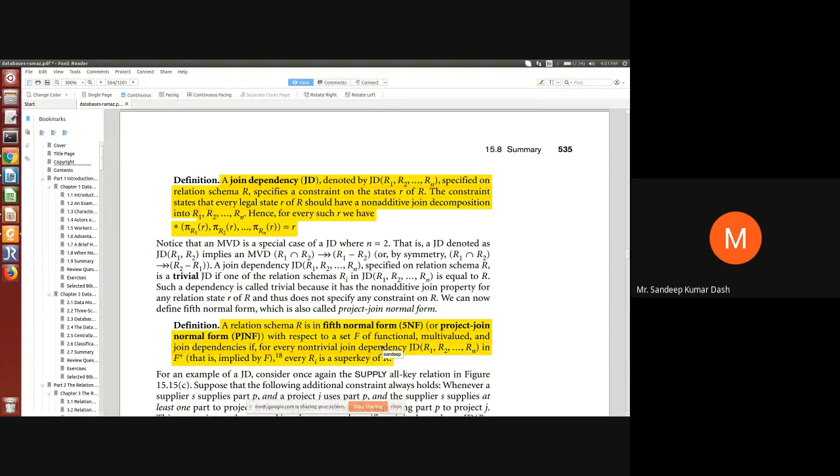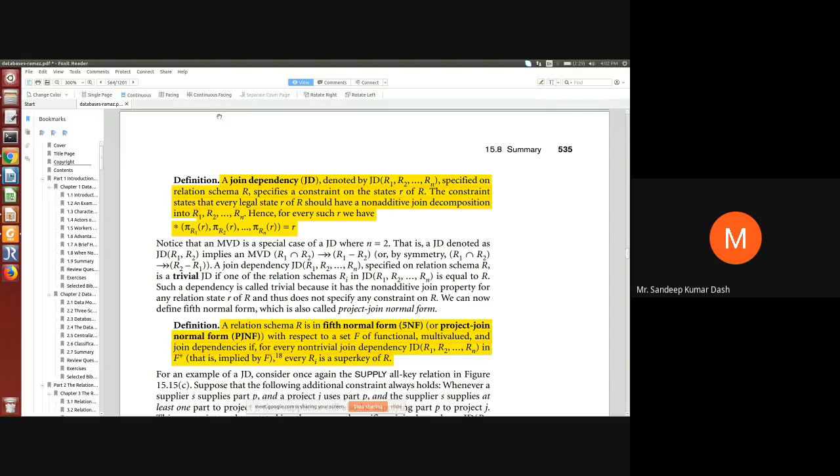Here also there is the mention of every non-trivial join dependency. Again, the same thing: non-trivial means which is not obvious. It is obvious whenever, out of X and Y, Y is a subset of X. In those cases it is trivial, that means obvious. But when it is non-trivial, Y is a separate thing. So R1 is separate, R1 contains R1 and R2, there is no subset.